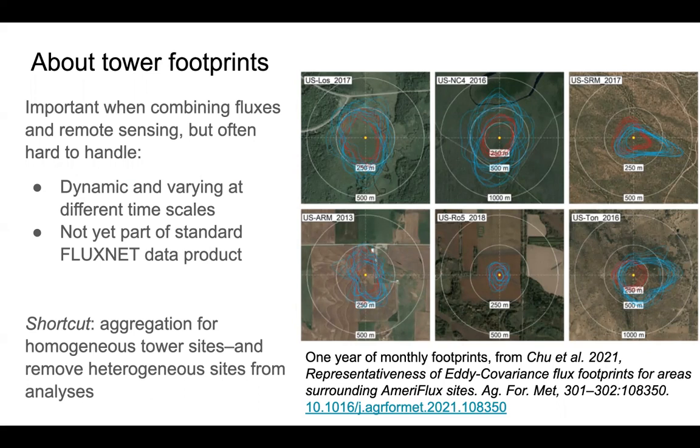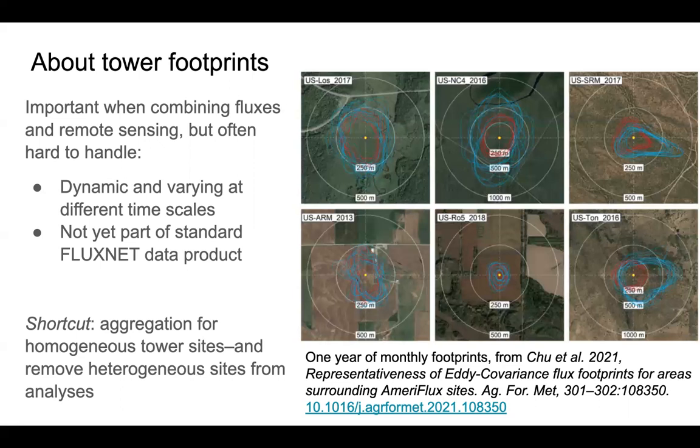I borrowed this figure from this paper that my colleague Hausen Chu published in 2021. This is a very extensive collaboration. There are lots more of footprints in the paper if you want to check it out, and it's a very good paper to document the impact and develop a more systematic way to assess homogeneity of a site and how much you should take into account the footprint when doing combinations with remote sensing data. I highly recommend you take a look at the paper.